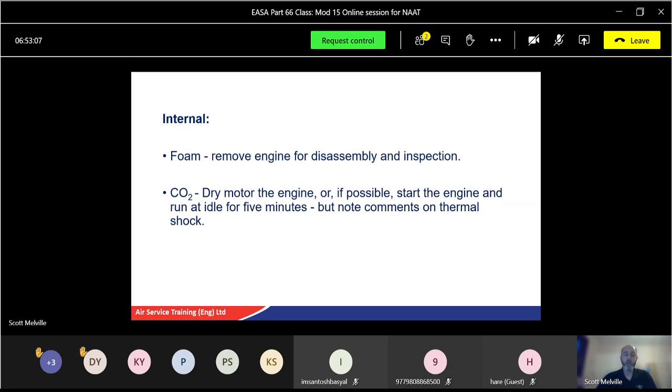CO2, well, it's just a gas, so really you dry motor the engine again, rotating the engine with the starter. That'll disperse any residual CO2 that's in there. Again, if everything's good, start the engine and run at idle for 5 minutes. But again, note the comments on thermal shock. Just be very careful with that one.